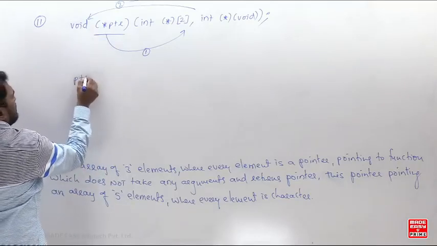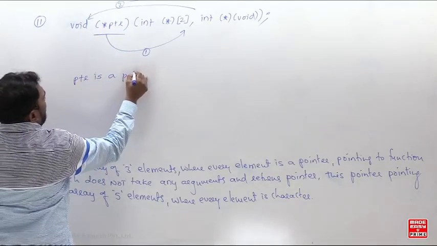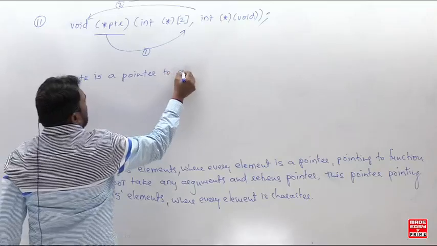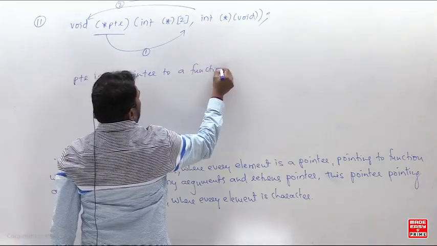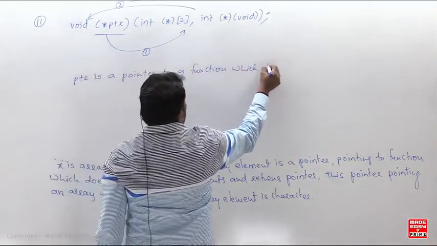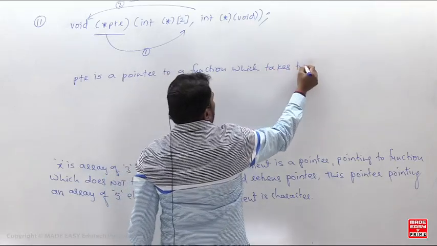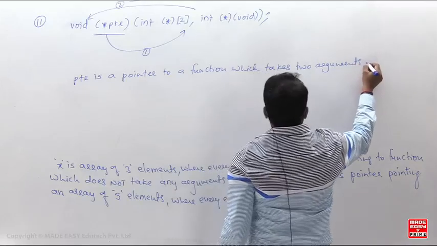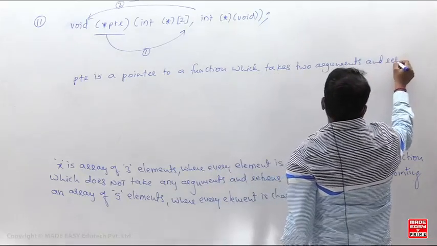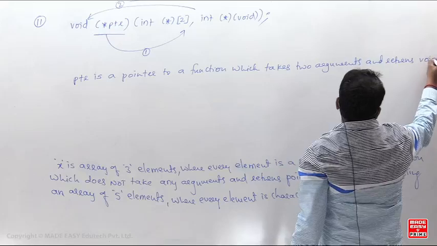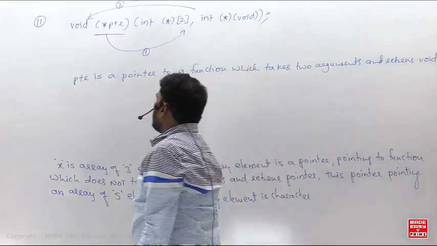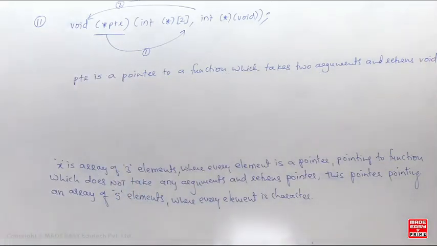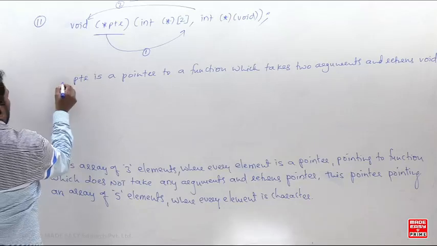So tell me, PTR is a pointer to a function which takes two arguments and returns void. Understand here, PTR is a pointer, a pointer to a function which takes two arguments and returns void. So this is the first statement over here.